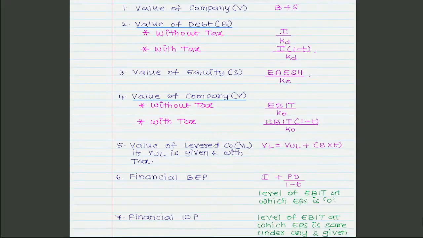First, see all the points clearly. 1 to 7, 7 formulae are there, 7 concepts are there. If you know these 7 concepts, that's it, nothing else required. The same concept will repeat again and again in all the problems. 2 minutes time for every one of you. See all the 7 concepts.